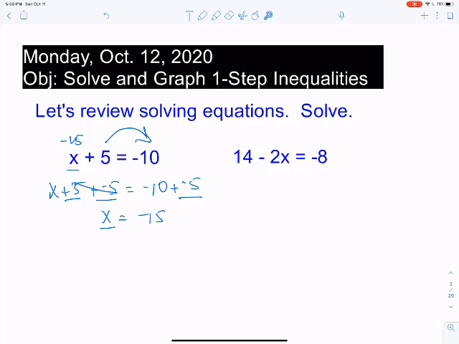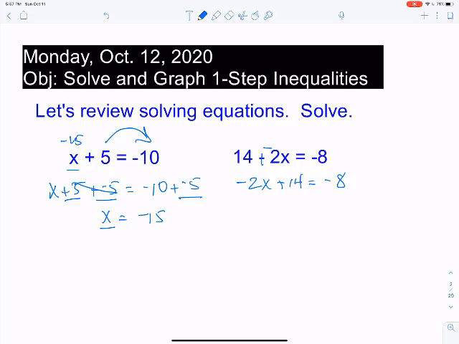Now, this second equation is a little bit tougher. You'll notice we've got 14 minus 2x there. There are a couple things that are wrong. One, we've got a minus here. And two, our letter part is second. Since I don't like subtraction, I'm going to change the subtraction to addition, next number to its opposite. And now if I want to, I can switch this around into negative 2x plus 14 equals negative 8.